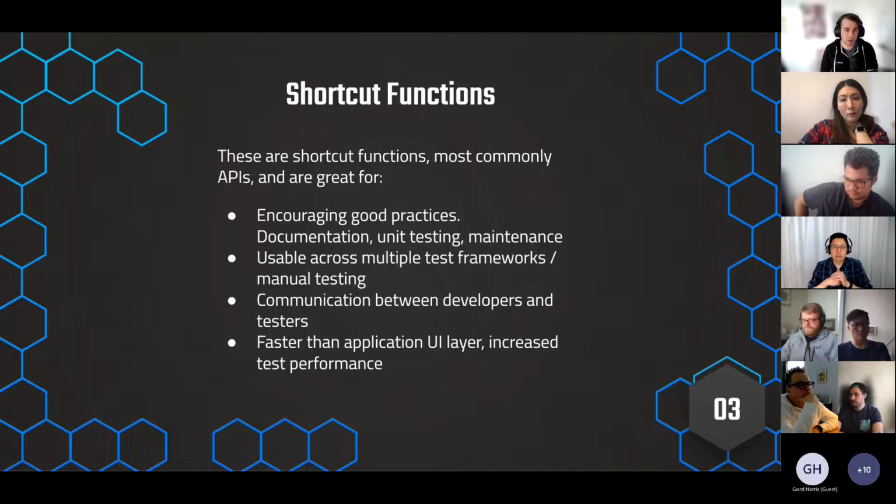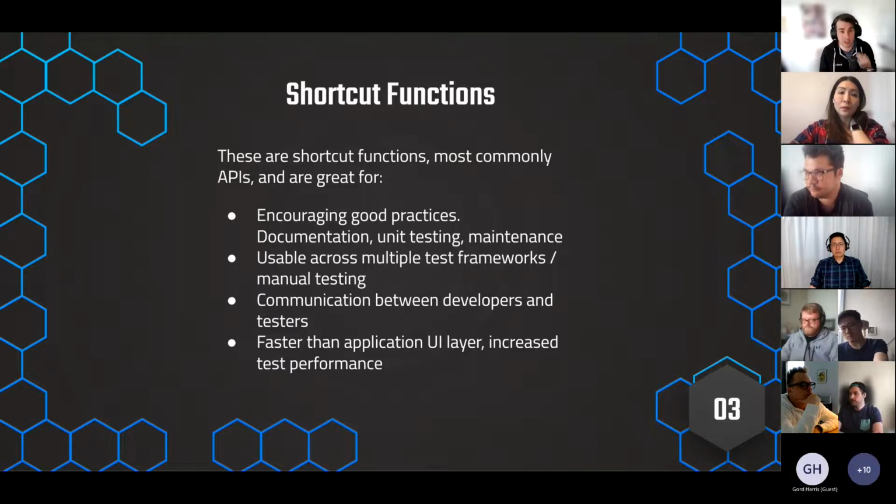You'll probably do a lot more documentation around these because they usually live inside the application code. So maybe there's more code reviews, more strict unit testing. People are better at maintaining it. It could be usable across multiple frameworks too, as well as manual testing. So if you had an API that creates users, there's nothing stopping you from making a nice little command line tool that manual testers can use to create users when they need them as well.